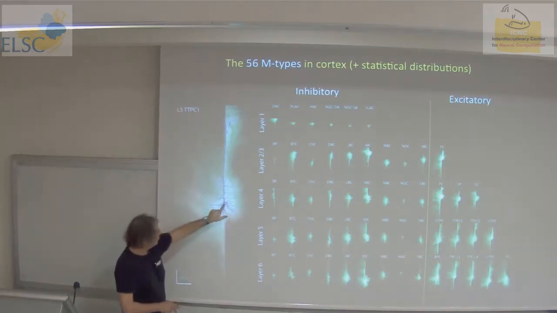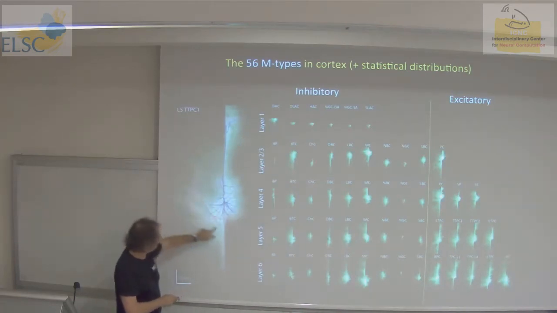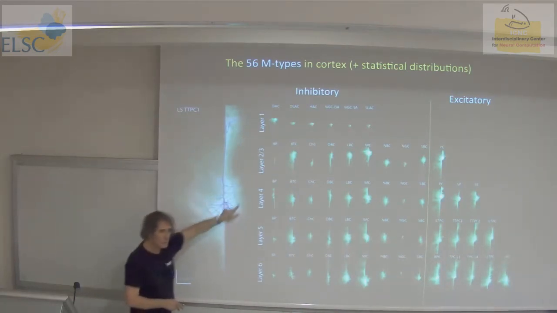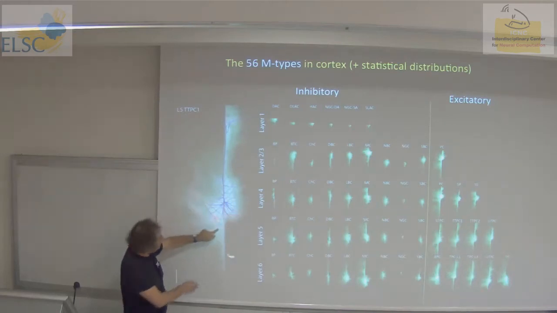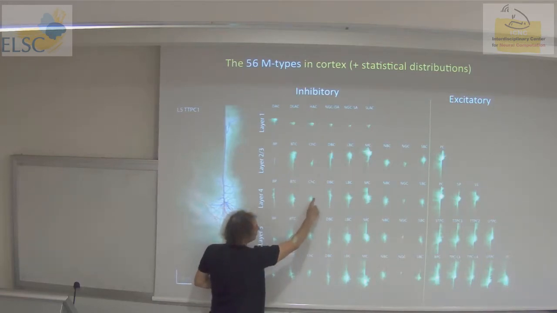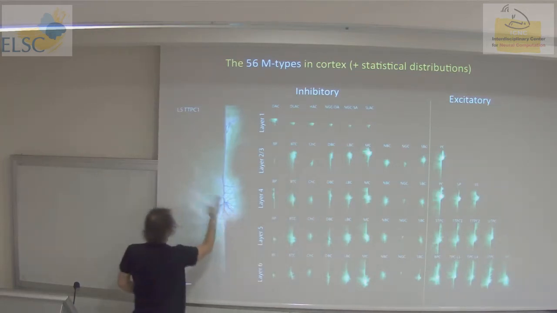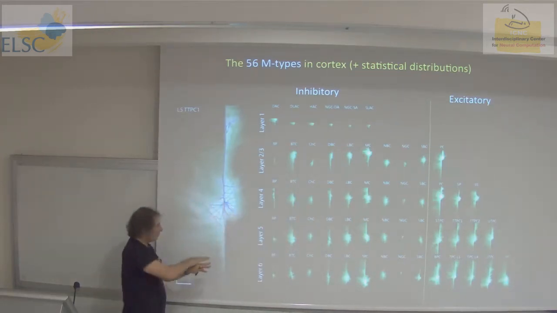So if you put all the 200 layer 5 pyramidal cells together, you will see that the dendritic tree occupies this cloud. Yes? And this is the dendritic cloud of many, many cells of this type, and this is the dendritic cloud of many, many cells of this type. And this is the axonal cloud to the left, when you put them all together.